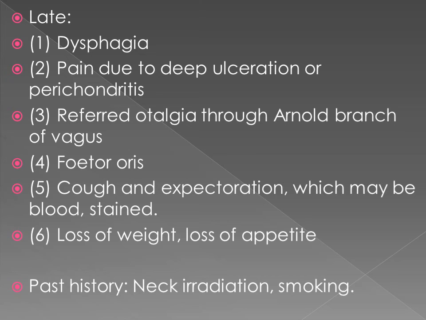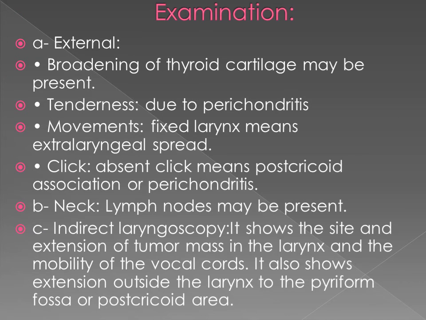Also, in the past history there is neck radiation or smoking. On examination, externally, there might be broadening of the thyroid cartilage, and tenderness over this cartilage due to perichondritis. Sometimes the larynx might be fixed, mostly due to extralaryngeal spread. Murray sign: looking for the laryngeal click. If it is absent, it means postcricoid involvement or perichondritis.